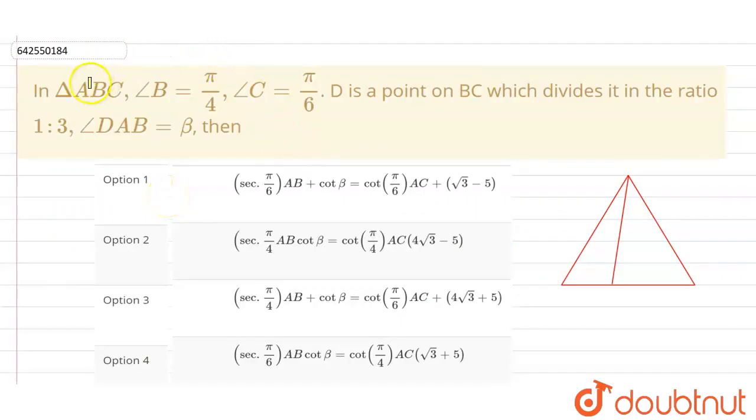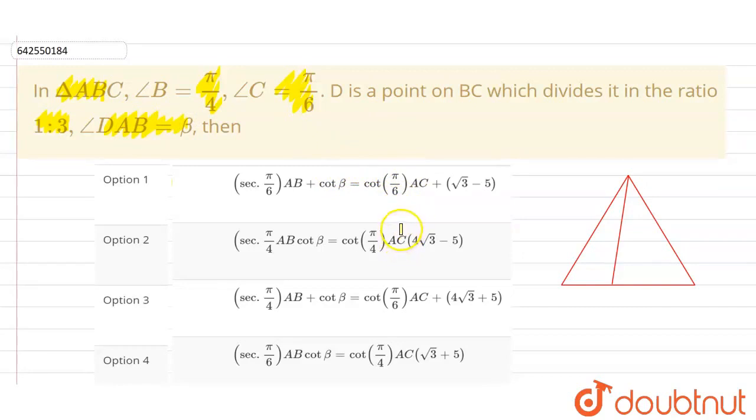So here we are given with the question: in triangle ABC, angle B is equal to pi by 4, angle C is equal to pi by 6, D is a point on BC which divides it in the ratio of 1:3. Angle DAB is equal to beta. Then we are given with the 4 options and we need to solve for them.